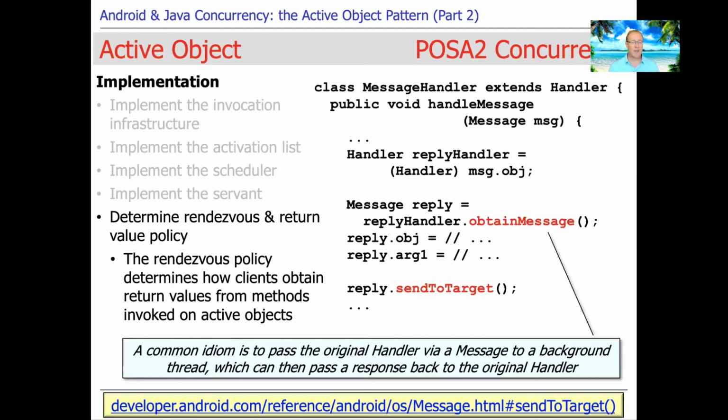So a common idiom that you would typically use if you want to implement this pattern using two-way asynchronous calls in Android is to pass the original handler via a message to a background thread, which will then pass the response back to the original handler. So it's a pretty clever way of being able to communicate and get results from one thread back to another.